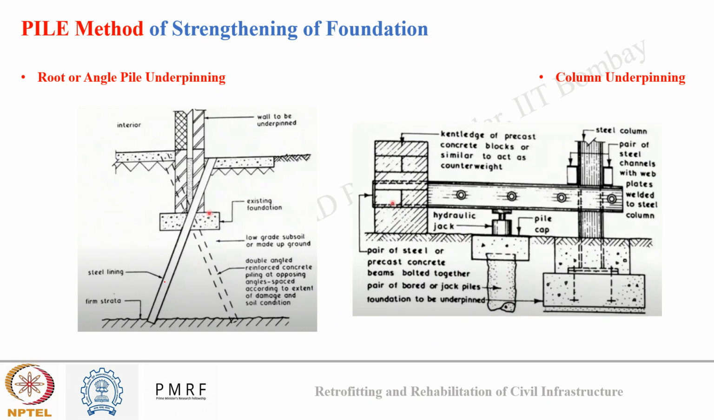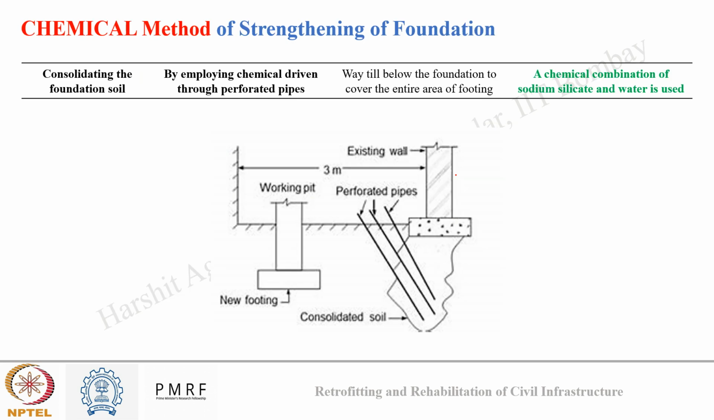Okay. In this image, you can see angle pile underpinning has been carried out. So you can see at an angle, a hole is drilled until I reach a firm strata, and then in this hole, steel lining is installed and concreting is done. Okay, while here you can see in between near the existing footing a hole is dug, and inside that precast concrete is installed and that is used to support the existing column. So this is known as column underpinning. Okay.